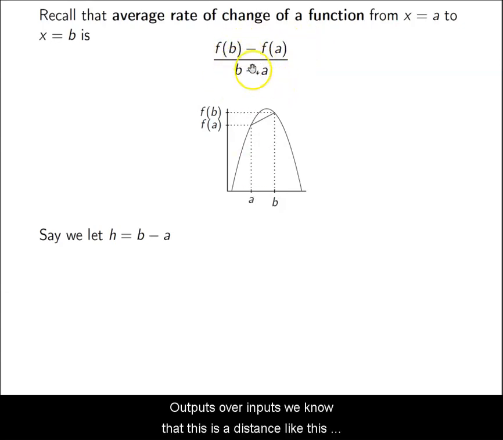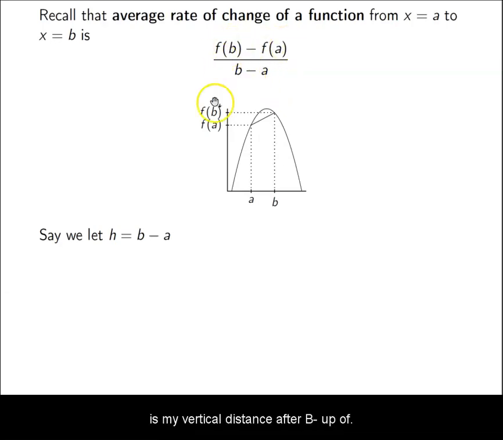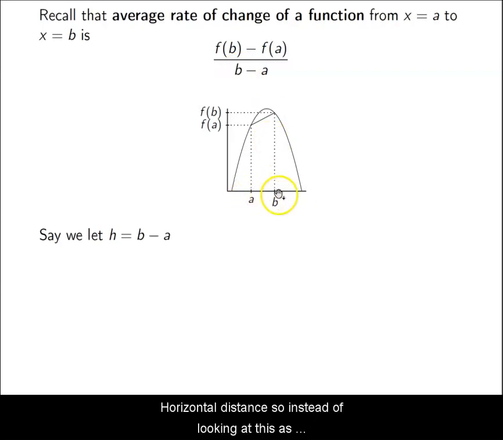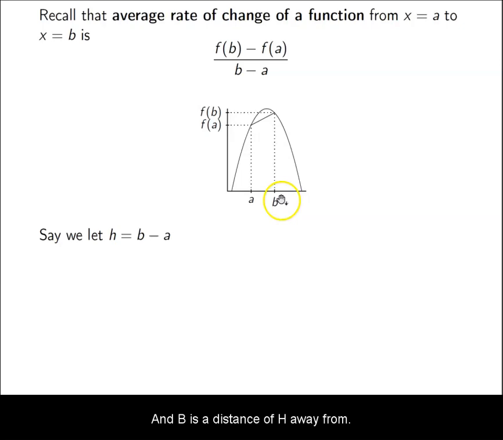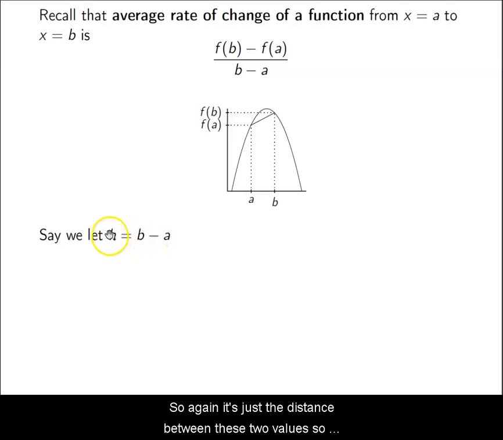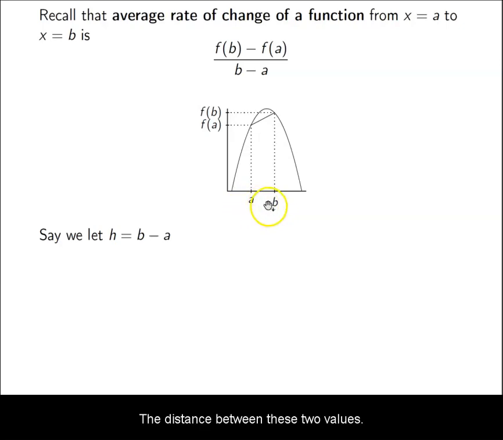Okay. So what we're going to do now is, instead of looking at this as outputs over inputs, we know that this is a distance, right? This is my vertical distance, f of b minus f of a, and b minus a is my horizontal distance. So instead of looking at this as from B to A, let's just call this a distance of h. So I'm at a value of A, and B is a distance of h away from A. Again, h is just the distance between these two values. So if I actually found the value of B minus A, let's say it was like 5 minus 1, my h would be 4. Right, so h is just the value of the distance between these two values.